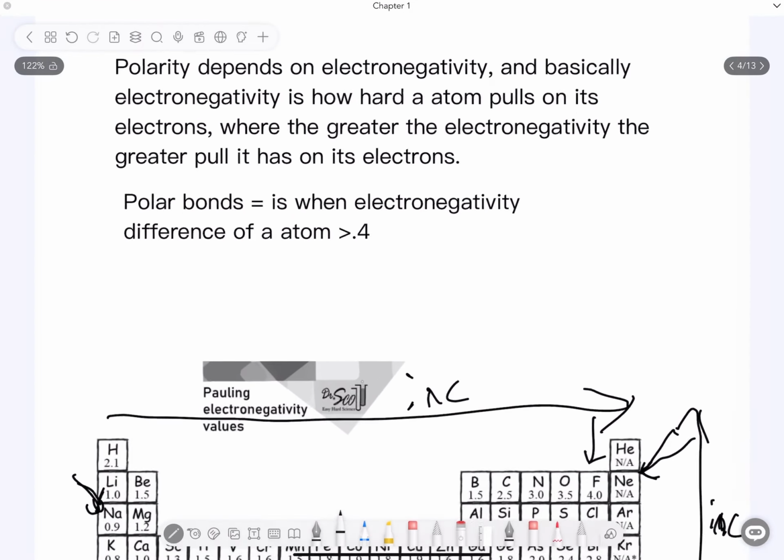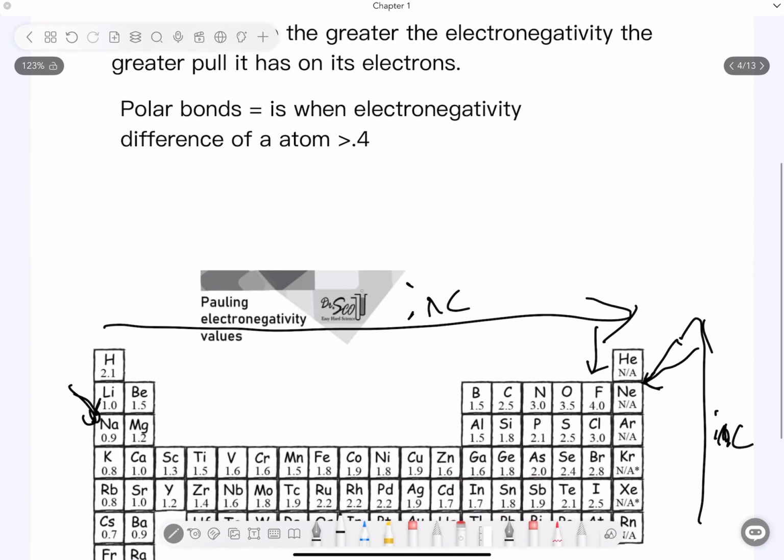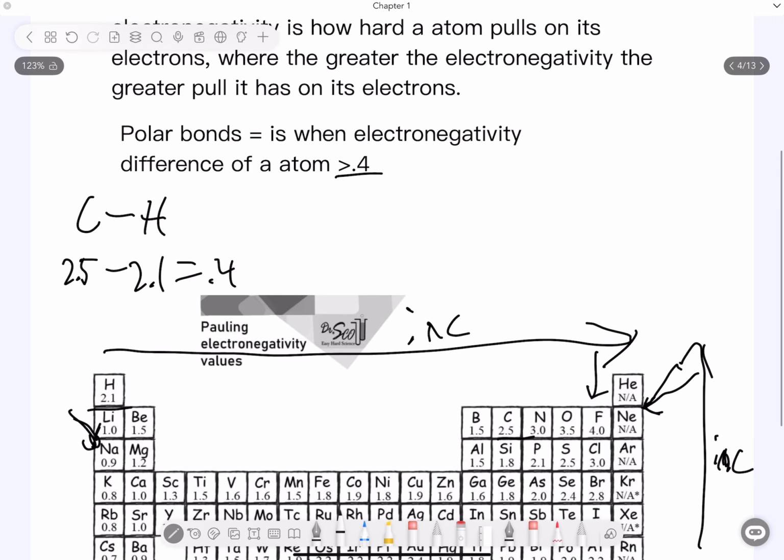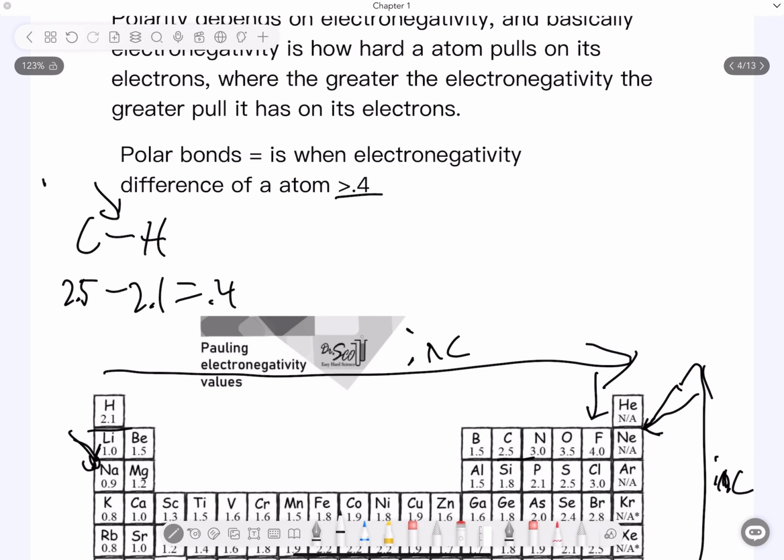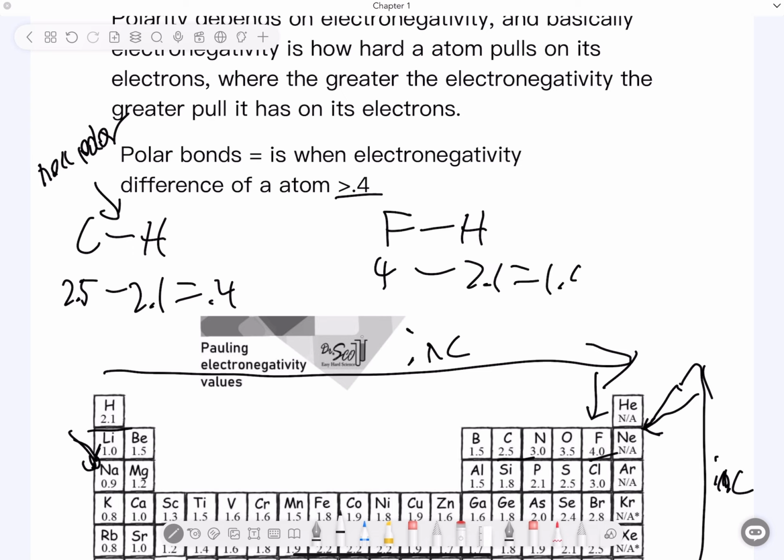Now, polar bonds is when the electronegativity difference of an atom is greater than 0.4. So if you look at a carbon-hydrogen bond, where carbon is 2.5 and hydrogen is 2.1, this equals 0.4, and that is not greater than 0.4. So we know that this is a non-polar bond. But when we look at a fluorine-hydrogen bond, for example, our fluorine has 4, and our hydrogen has 2.1, so it's 1.9. That's the difference. And because it's greater than that 0.4, we know that this is a polar bond.